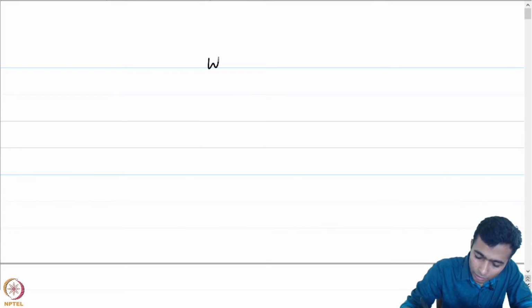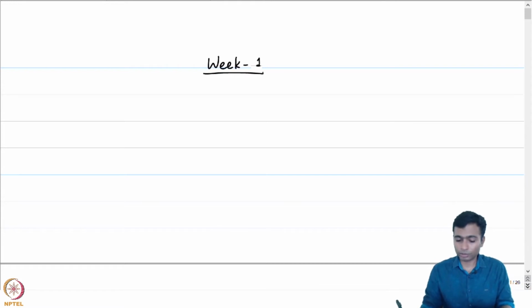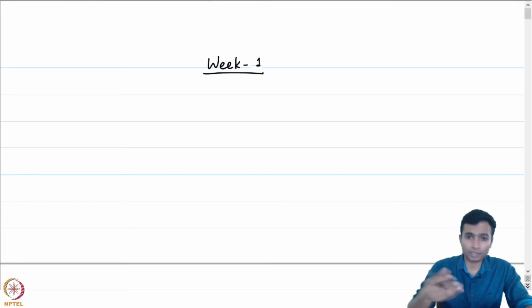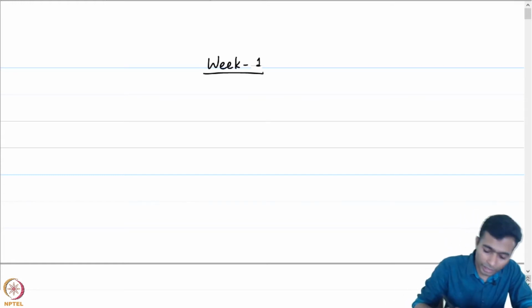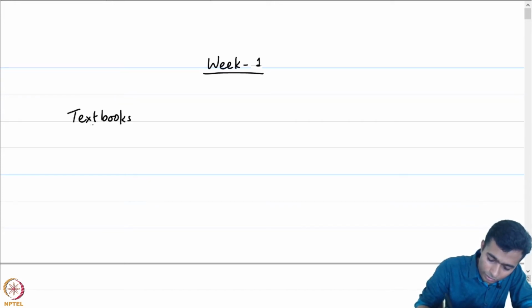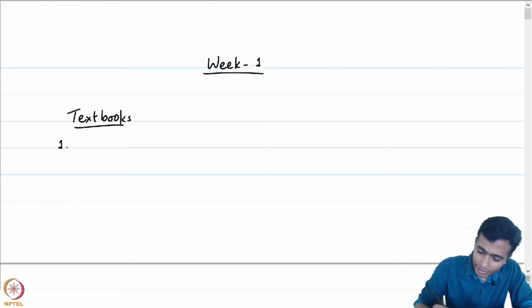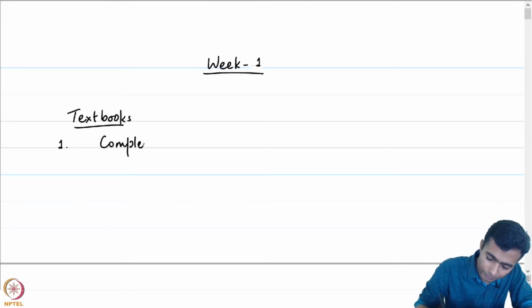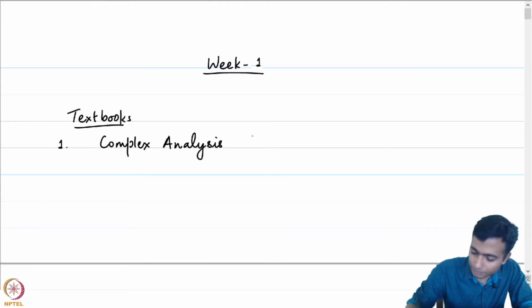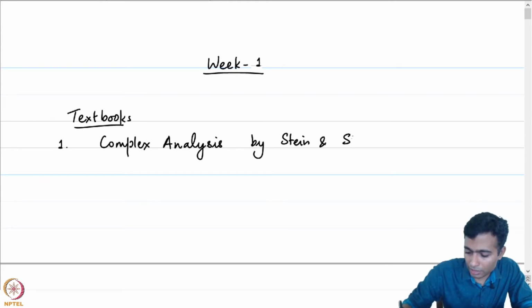I should warn that we don't have a prescribed textbook for this course. However, most of the material that will be covered in this course can be found in almost all the classical books written in complex analysis. However, I would like to refer the following books for this course. The first one being Complex Analysis by Stein and Shakarchi.